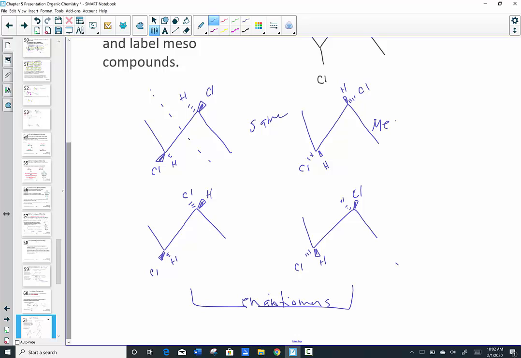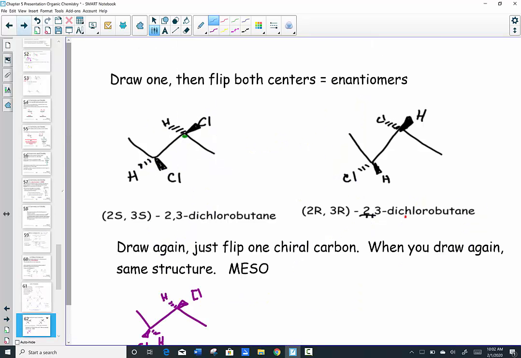So this is what we would refer to as a meso compound, and these down here would be known as enantiomers. There are 3 unique stereoisomers. 2 are enantiomers and 1 is a meso compound. There is a plane of symmetry. So what we did there was to draw one, then flip both centers, and now you have enantiomers.